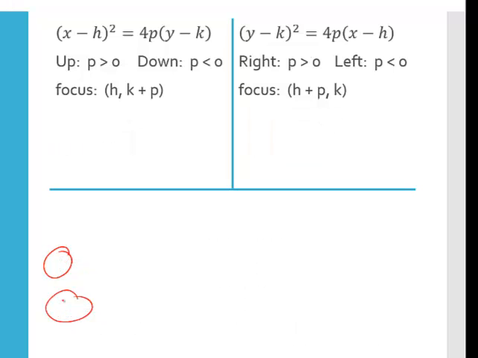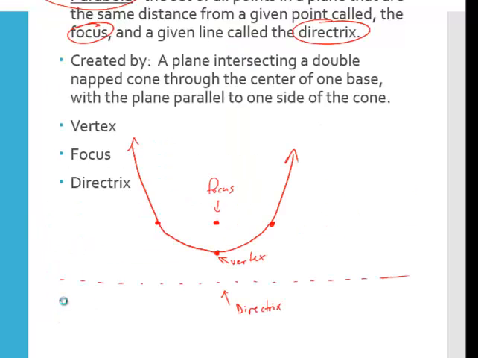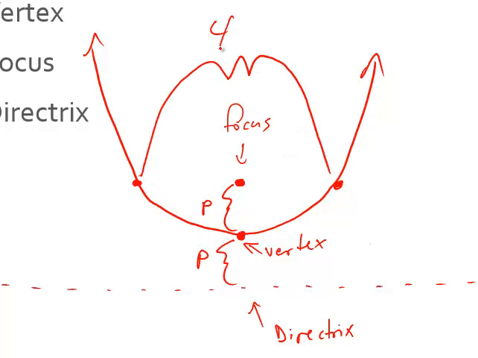So, going back to our picture, let's explain p and 4p. So p was defined as the distance from your focus to your vertex and your vertex to your directrix. So this distance here and this distance here is p. Now, 4p was said to be the distance between your parabola with your focus as your midpoint of the segment. So that means that this distance right here is 4p.